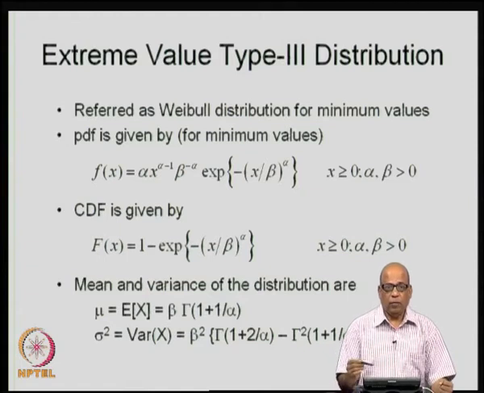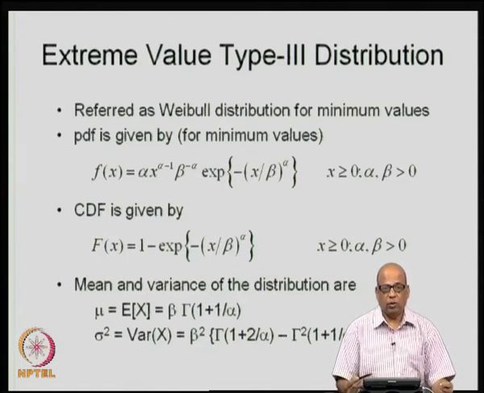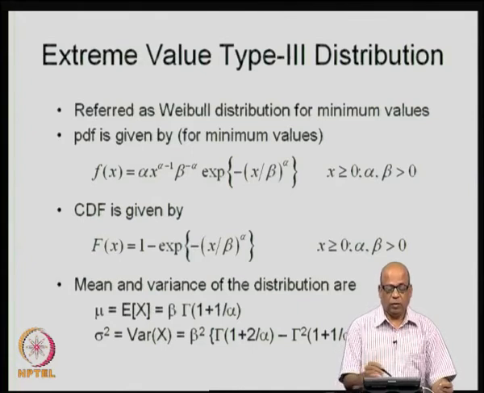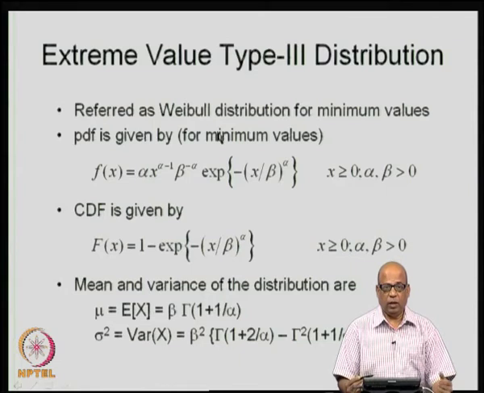Now, for the minimum values, if we are considering the type 3 distribution for the minimum values, this is referred to as the Weibull distribution. So, whenever we say it is a Weibull distribution, we are talking about the extreme value type 3 distribution when we are considering the distribution for the minimum value.